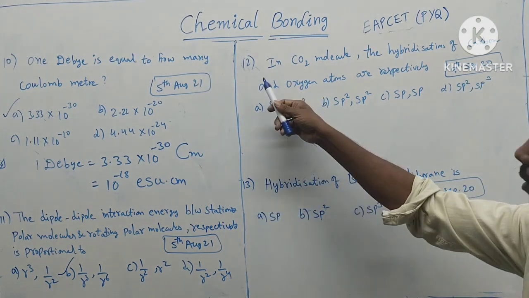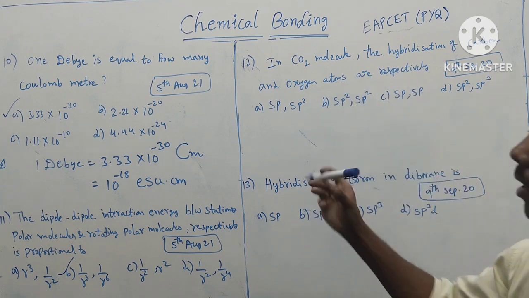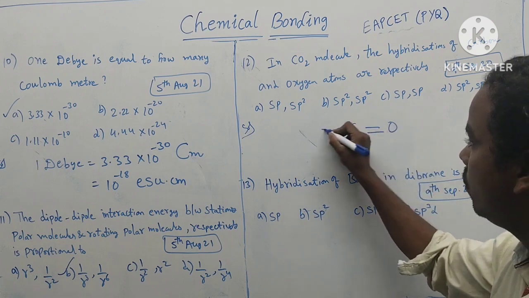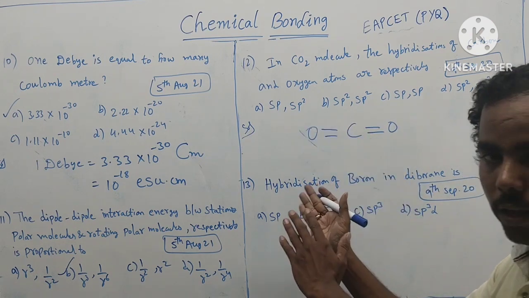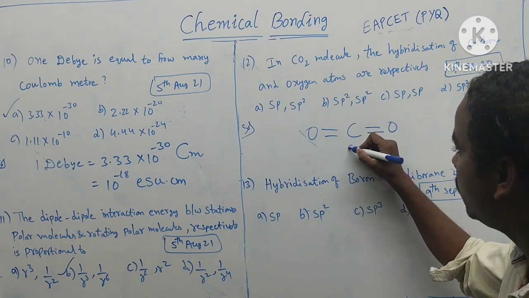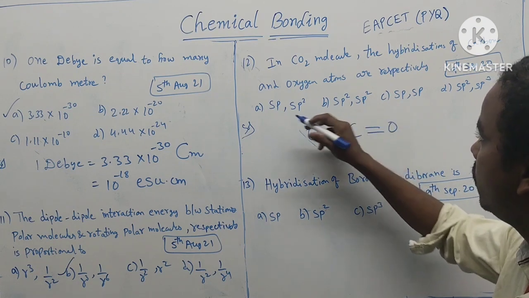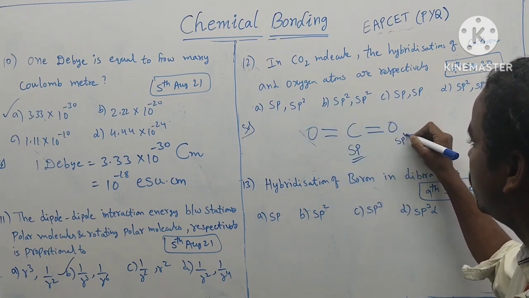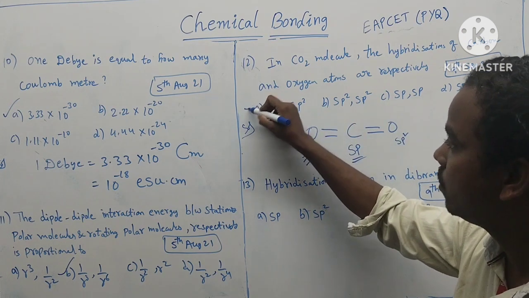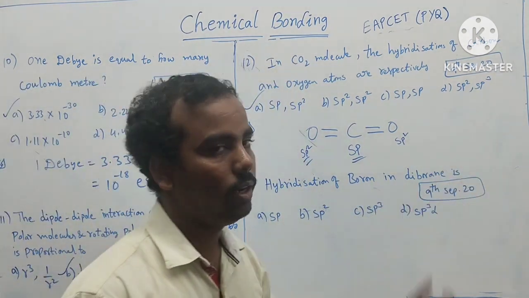So next, in CO2 molecule, what are the hybridizations of carbon and oxygen atoms respectively? What is the shape of CO2 molecule? Linear. So O double bond C double bond O. If carbon has double bonds on both sides, the hybridization is sp. So hybridization of carbon is sp. Next, oxygen hybridization is sp2. So sp and sp2. So answer A.